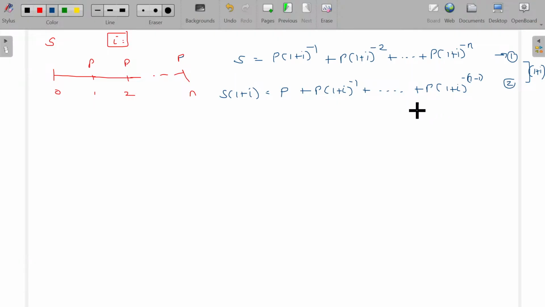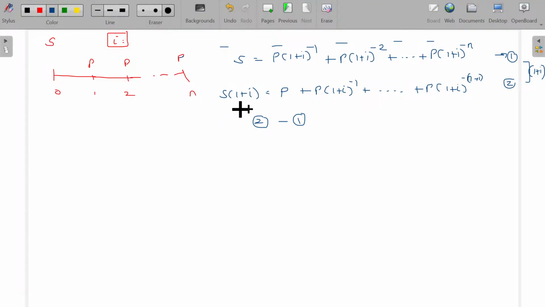Otherwise, I will put this value as minus n plus 1. Now, what do I do? I am going to subtract equation number 1 from equation number 2. I change the signs here.